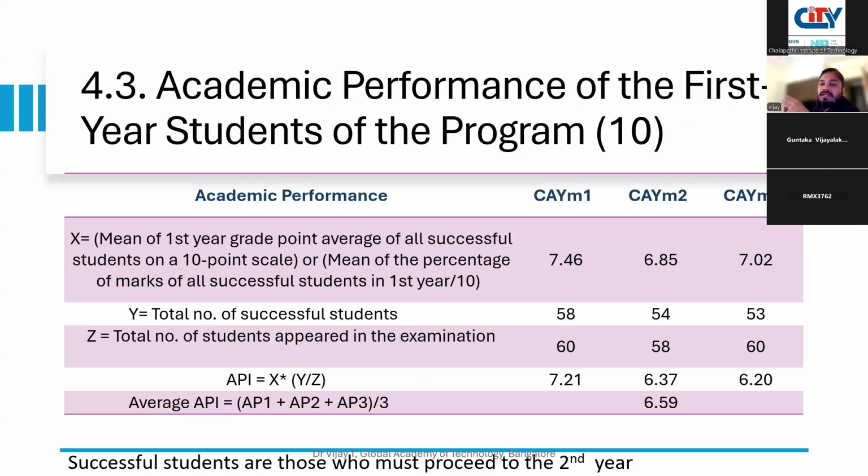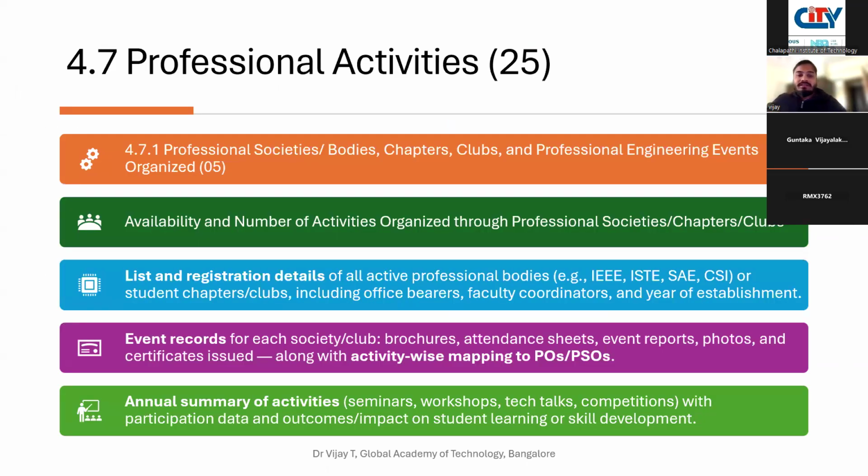Academic performance of first year, second year, and third year. If you are giving a promotion with a credit system, say students with 16 credits or more of backlog in the first year are not eligible to enter the second year, right? So if a student has only 10 credits as a backlog in first year and is eligible to go to second year, then such students have to be considered for calculating academic performance. It is the successful students who have proceeded to the next academic year who have to be considered for this calculation. Then professional activities, we have 25 marks.